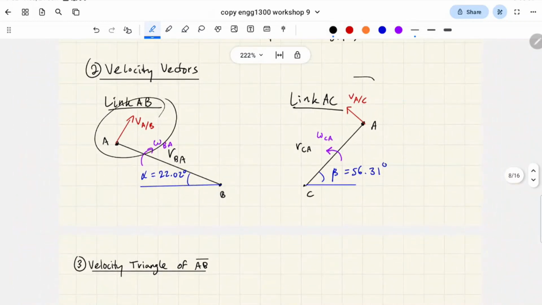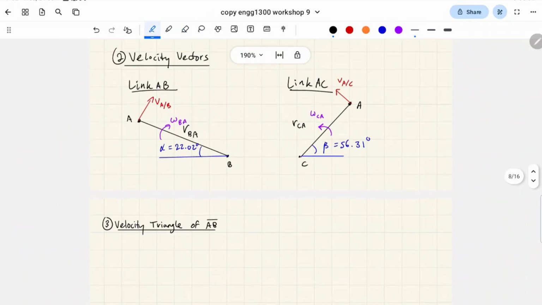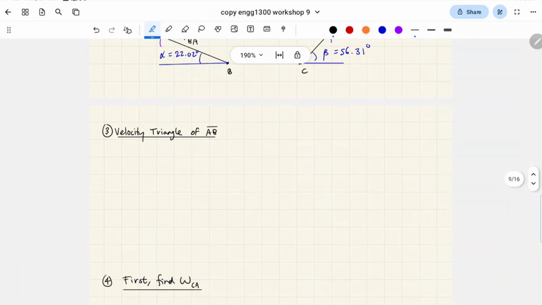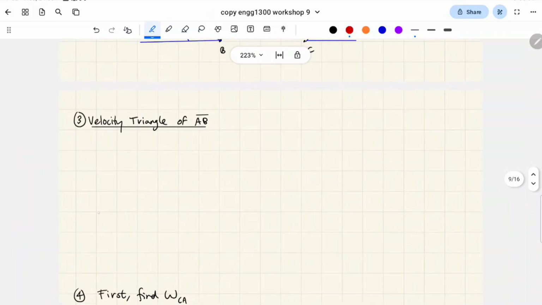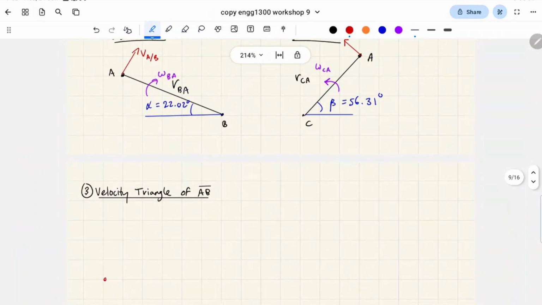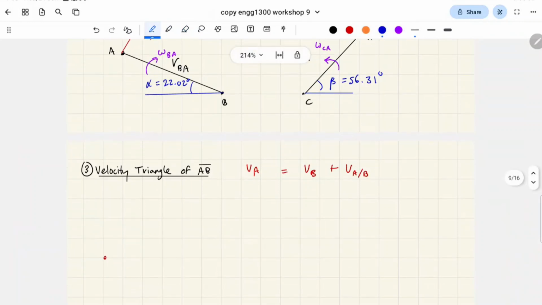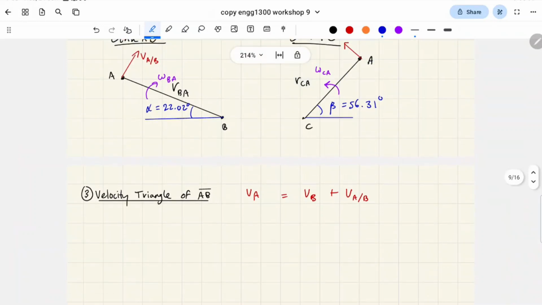So the most important thing was that I found these directions, because it will be useful for our next step when we're drawing the velocity triangle. We're just going to be focusing on link AB for now. Let's draw this velocity triangle. So VA is equal to VB plus VA relative to B, and roughly the directions went like this.